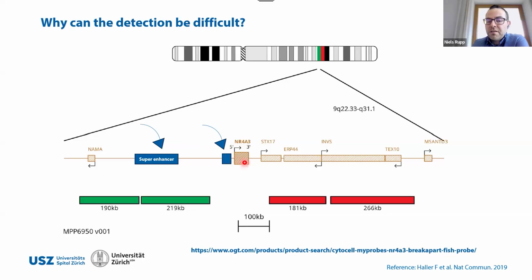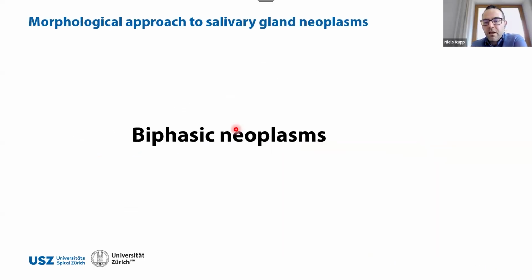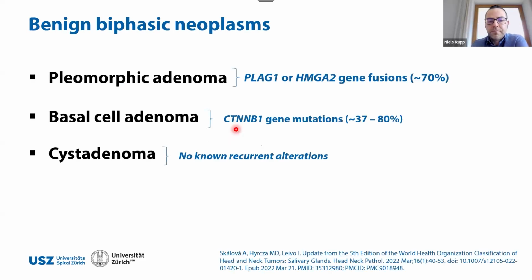But what can we detect? We can detect the high level of NF4A3 expression on mRNA and also on protein level with the easiest way using the immunohistochemistry. Okay, so let's move on to the biphasic neoplasms.